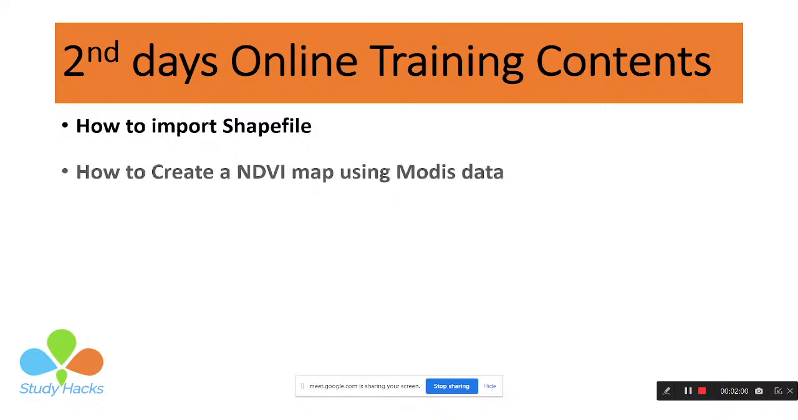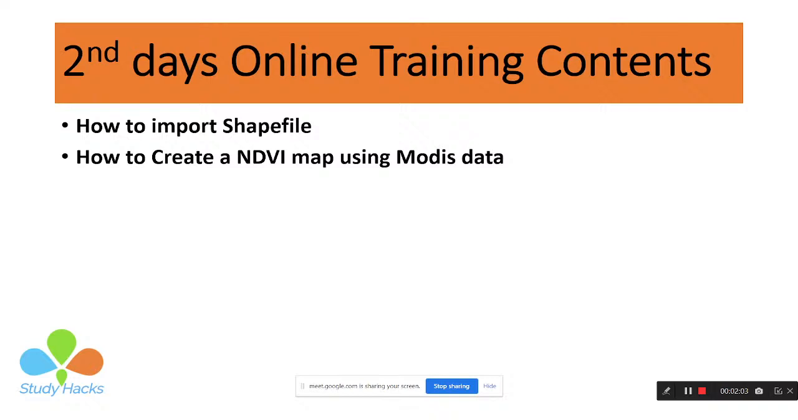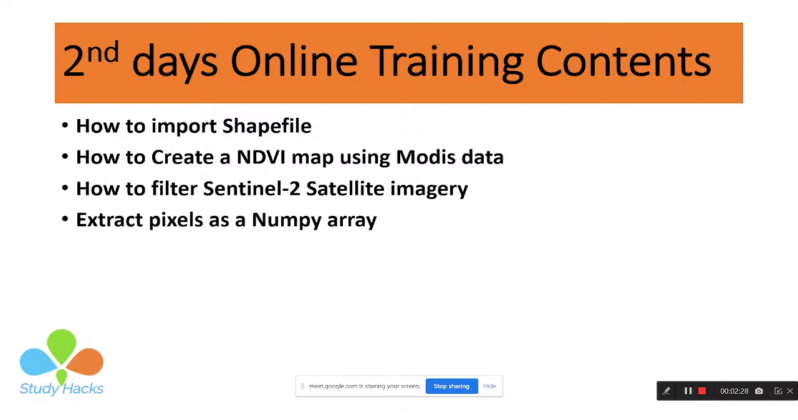Then I will also show you how you can easily create the normalized difference vegetation index, or NDVI, map using the Google Earth Engine platform, using the MODIS data. I will also show you how you can easily filter the Sentinel-2 satellite imagery for a specific region and a specific time period, and then how to extract the pixel value as a numpy array, and also create the composite. Okay, so let's go.